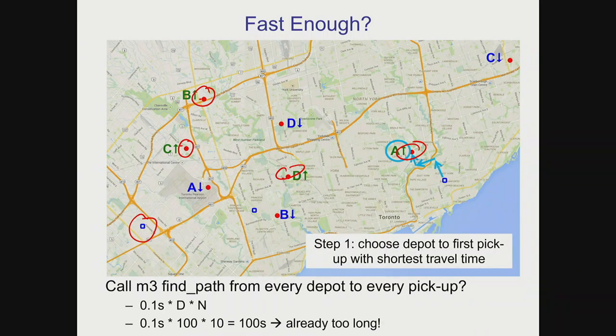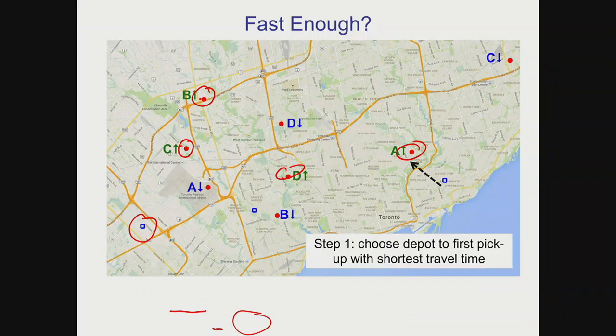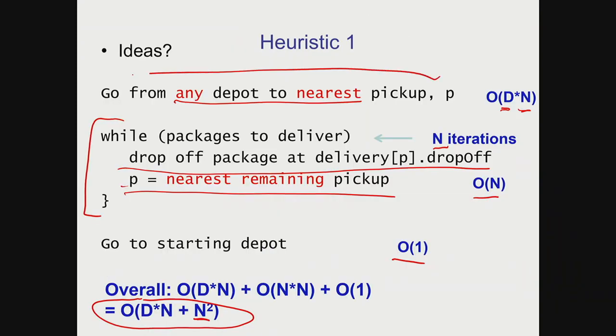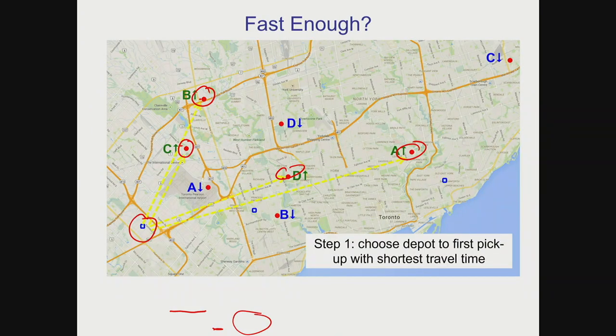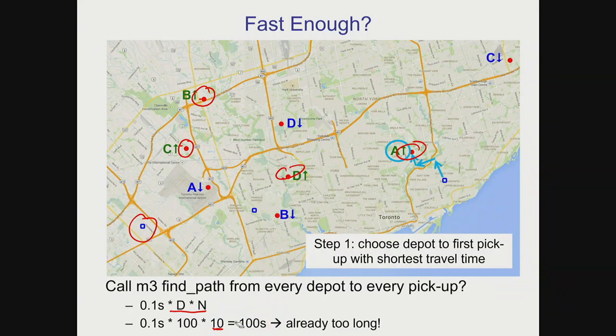Our find path algorithm, if it's a pretty good implementation for milestone 3, would take about 0.1 seconds for a typical pair of intersections. If I multiply that by the number of depots and the number of pickups, and say I've got 100 pickups and 10 depots, this is already about 100 seconds, and we're going to give you problems that big or bigger. So this is going to be too slow, because I was just figuring out what my minimum travel time was, or what decision I should make here. That order d times n computation, if I use find path to make every decision in there, is already going to be too slow.